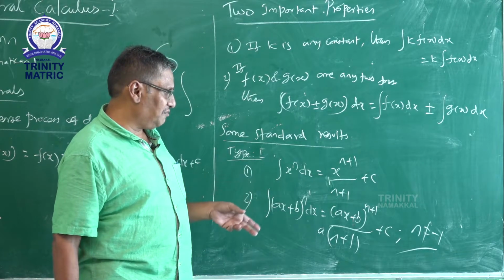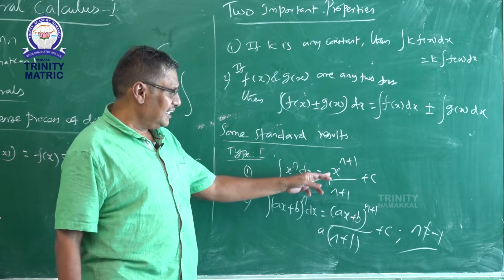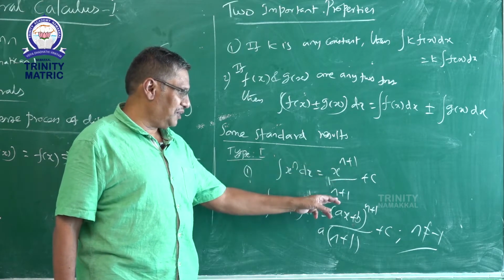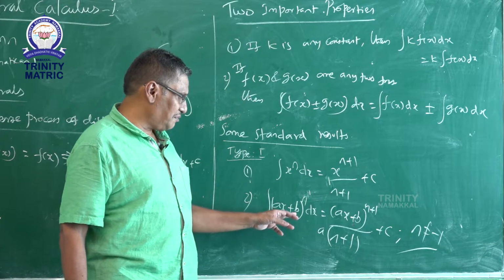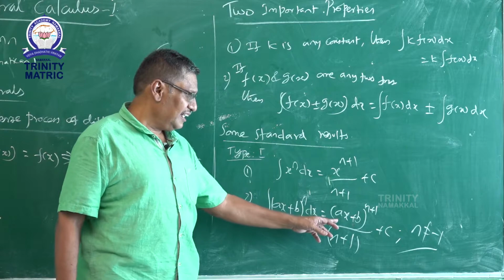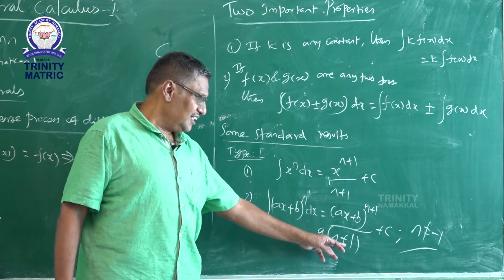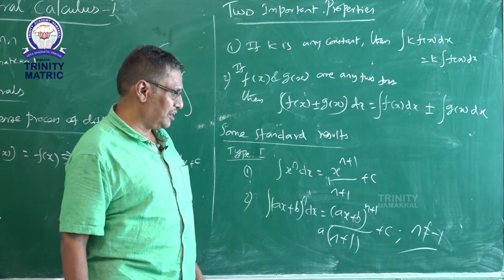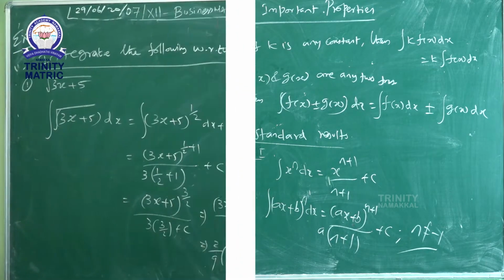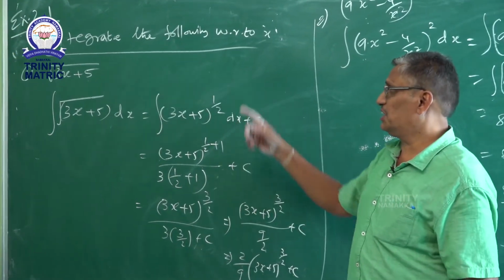The two important formulas are: integration of x power n dx is equal to x power n plus 1 by n plus 1 plus c. Another is integration of ax plus b whole power n dx is equal to ax plus b whole power n plus 1 by a into n plus 1 plus c, where n is not equal to minus 1. Any other value can be taken. I am going straight to exercise 2.1, first sum.